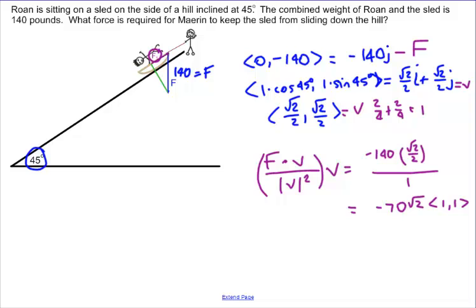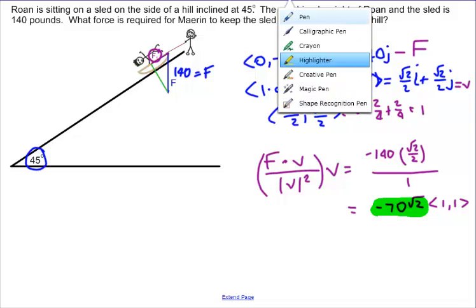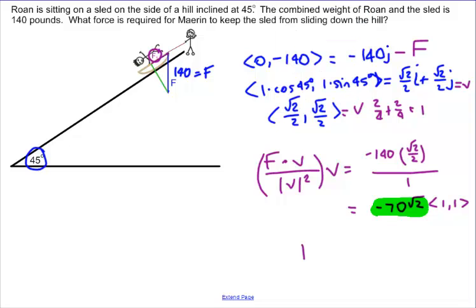So what force is required to keep Rowan from sliding down the hill? Well, the biggest part of that is right there in front. So I've got a magnitude with direction, and remember, the magnitude is how much force needs to be used. Here is the part that I'm really interested in. For Rowan to keep from sliding down the hill, that force F1 has got to be negative 70 square roots of 2. So that's all there is to it.